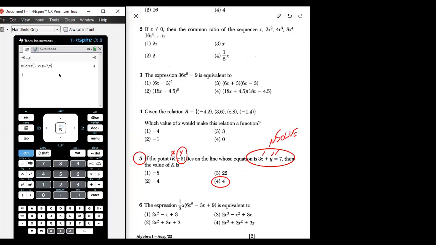And in this case, they didn't give us any variables in the answer choices, but they did tell us that the y coordinate was a -5. So we're going to use that information. That's why we use that information.